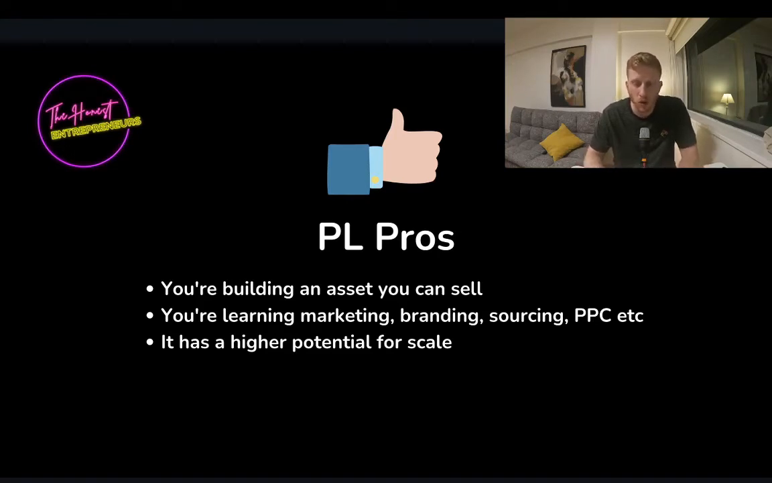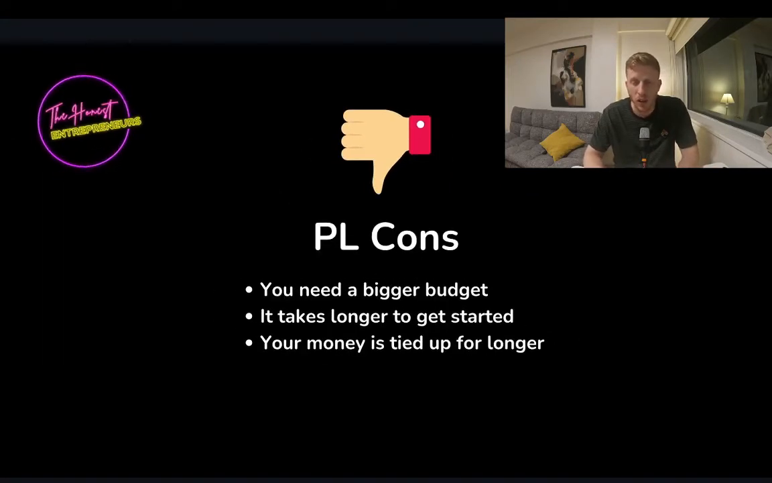So it's not all sunshine and roses for private label. Let's take a look at some of the cons. The first one is that you need a way bigger budget than you need for online arbitrage. As I said, the amazing thing with online arbitrage is you can get started with 50 quid. You genuinely could get started with 50 quid and slowly grow that into a business that potentially you could quit your job with. Now, private label, it is literally impossible to start with that amount of money. There's just no way that you could do it.